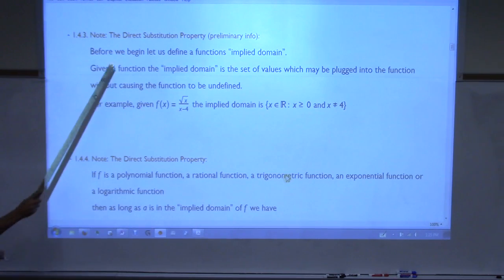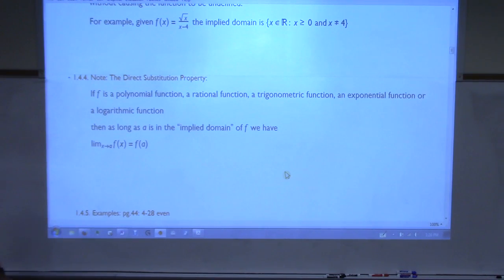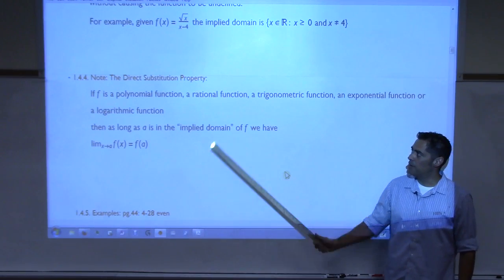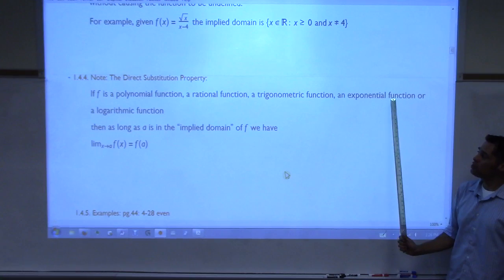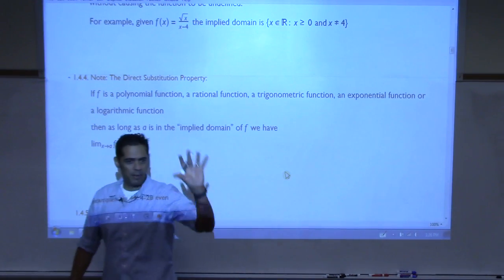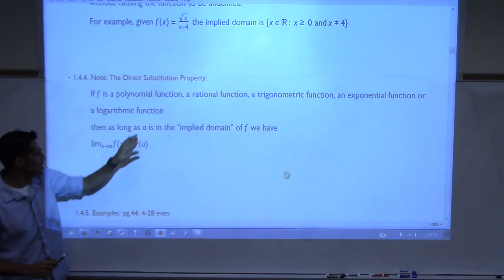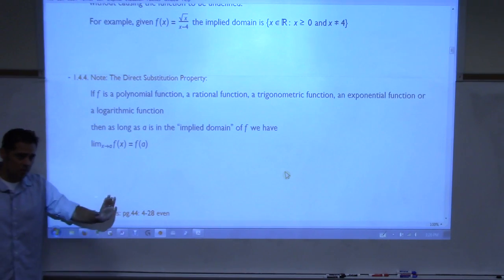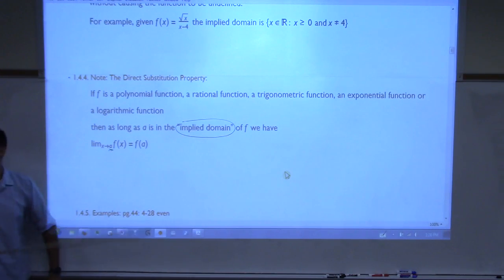All right, so when we do this, the direct substitution property, we have a little bit of a shortcut. If the function you're trying to take the limit of is a polynomial or a rational function, these are college algebra functions, or a trig function, a pre-cal function, or an exponential or log function, any of those functions, if you're trying to take the limit as x approaches a of that function, the answer is just f of a. It's just plug the value in and you're done. It's very straightforward, so long as a is in the implied domain of the function.